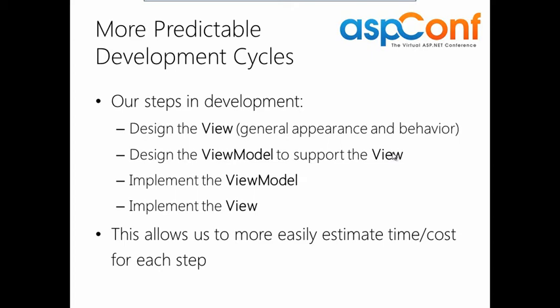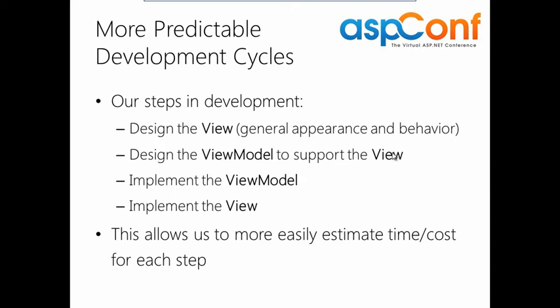Then we design the view model, and so this is happening simultaneously, keep in mind. We design the view model to support the view, so making sure the view model has all the right properties on it that the view is going to need for data binding. We implement the view model. We implement the view as it's bound to the view model. So we go through and replace all of those hard-coded values with actual data bindings.